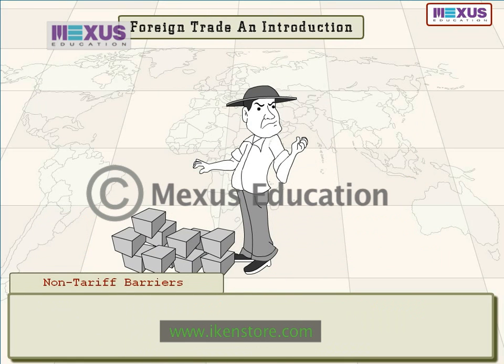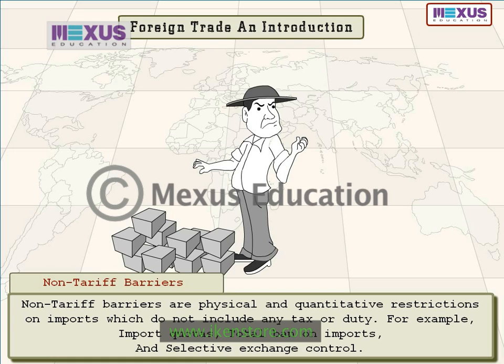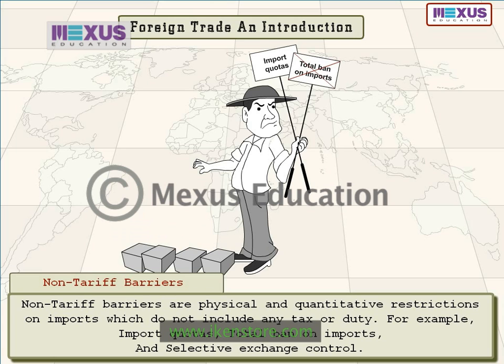Non-tariff barriers. Non-tariff barriers are physical restrictions on imports. They do not contain any duties or taxes. For example, import quotas, total ban on imports, and selective exchange control. These barriers restrict imports in a quantitative manner.